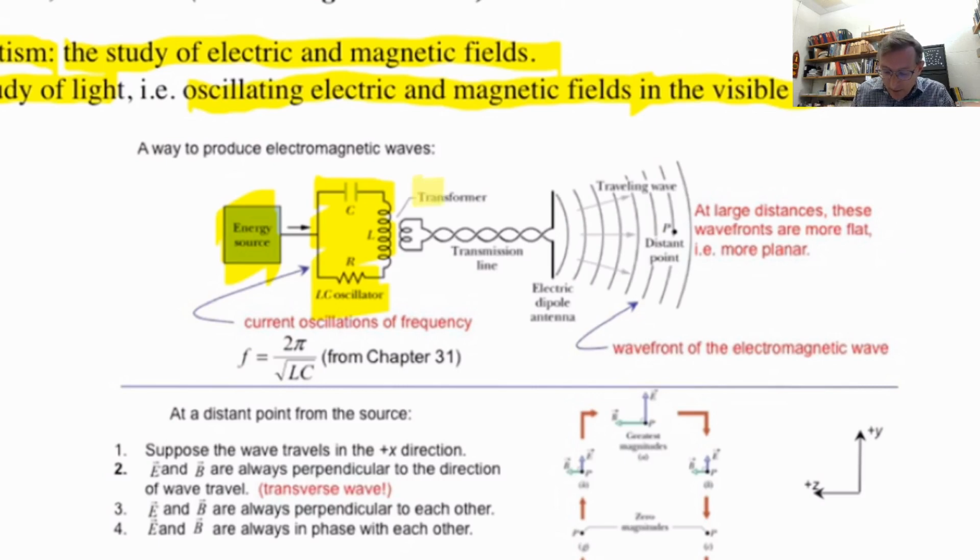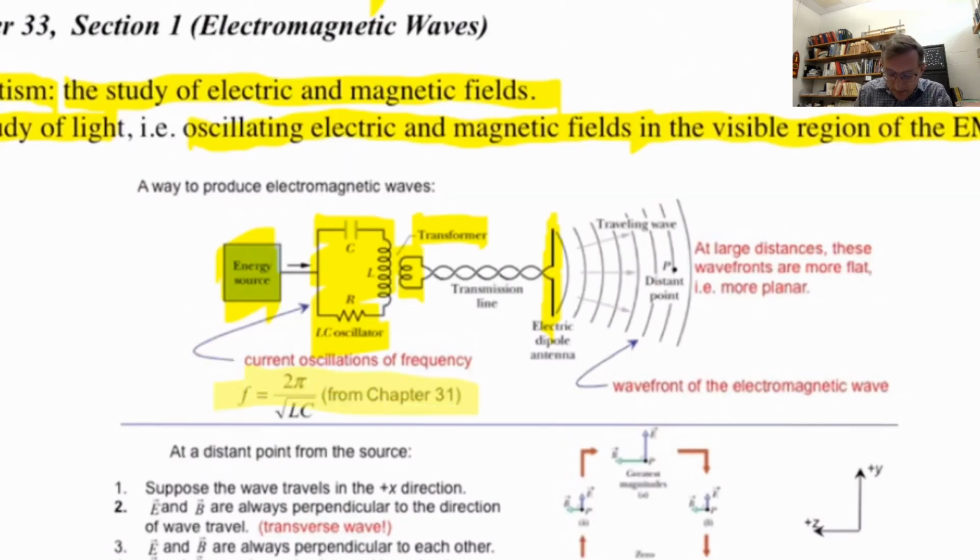This thing called a transformer just gives you a boost in voltage, and a transmission line leads to an electric dipole antenna, which is usually going to be of the order of a meter to many meters in size. And what you end up having is an AC current that oscillates up and down in that antenna. And it oscillates up and down at a frequency f determined by the L and the C. And that frequency is this, f equals 2 pi over root LC.